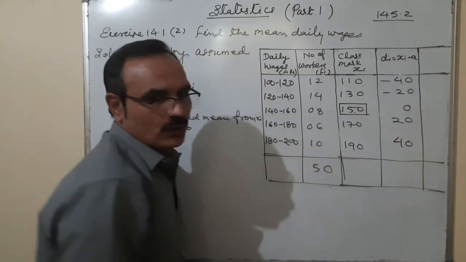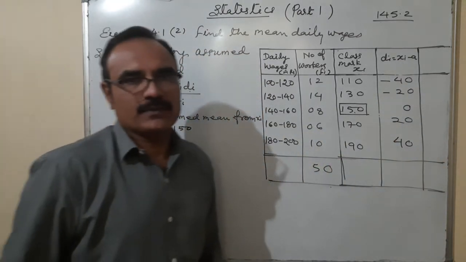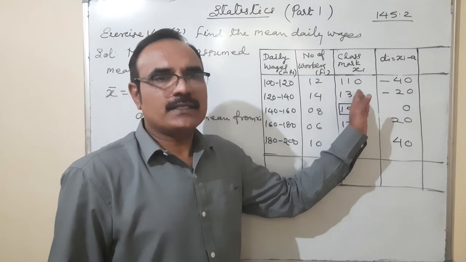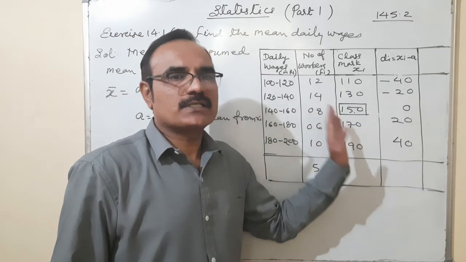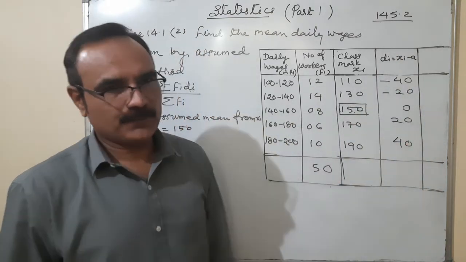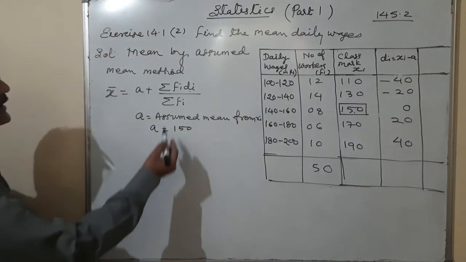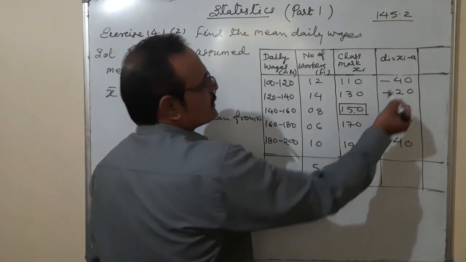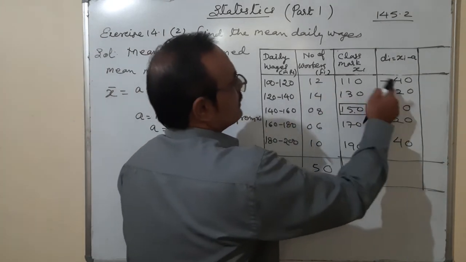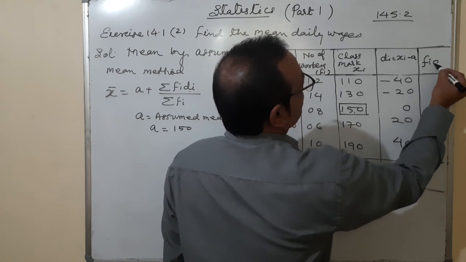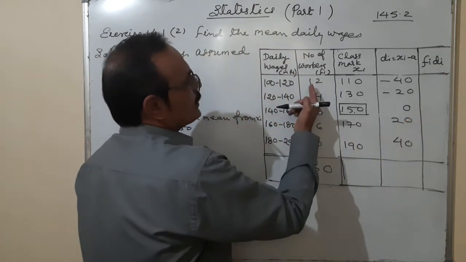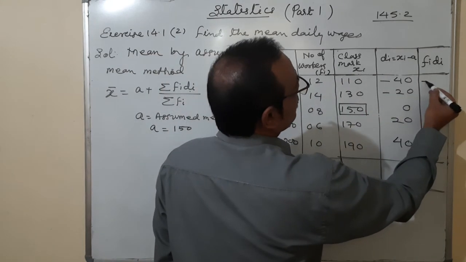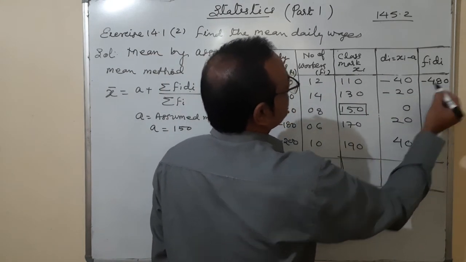Okay. So which column is this? This is the deviation column. That means how much these numbers are deviated from the assumed mean 150. And one more column is needed, that is Fi di. Fi is already here, this is di. So multiply these two columns. Fi di: Fi 12 multiplied by di, 12 times 40 is 480, minus 480 with the sign.